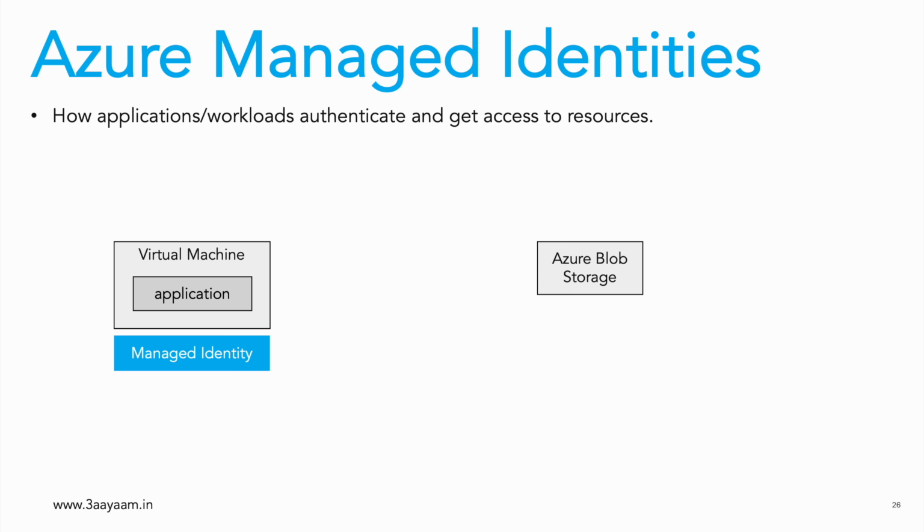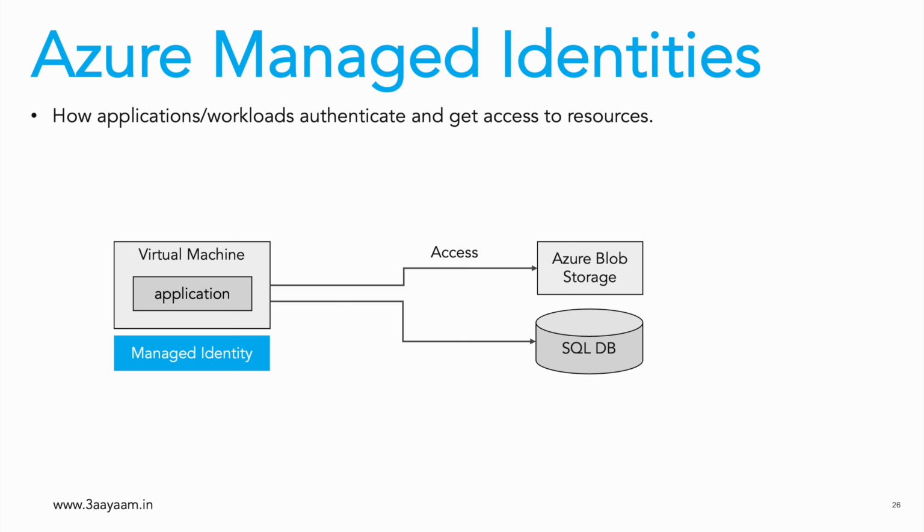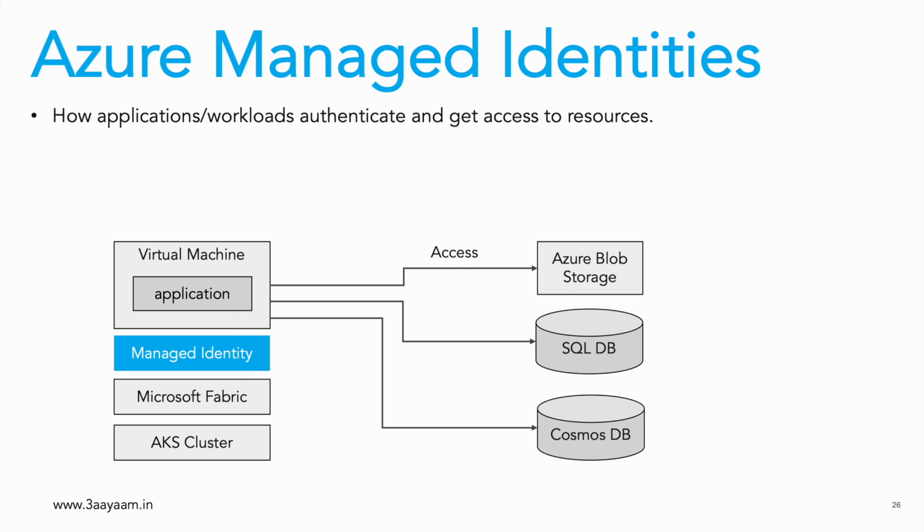Now, when you use managed identity, we assign it to the Azure resource, and then the resource can access the other Azure resource. Using managed identity, one resource can access another Azure resource. In this case, the first resource is the virtual machine, and the second resource is the Azure Blob Storage. There can be other resources also like Azure SQL Database, Azure Cosmos DB, etc. And there can be other source resources also like Microsoft Fabric, Azure Kubernetes Cluster, etc. So managed identities are mostly used for service-to-service authentication and authorization.